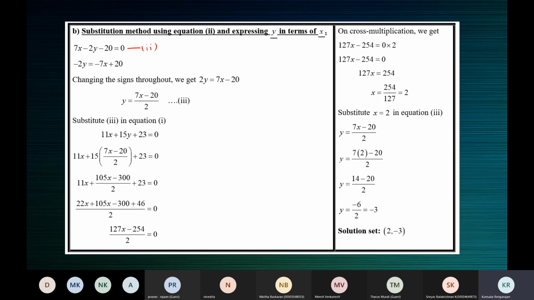You don't have to write this. I just mentioned you don't have to write on cross multiplication and all that. You don't have to mention that.